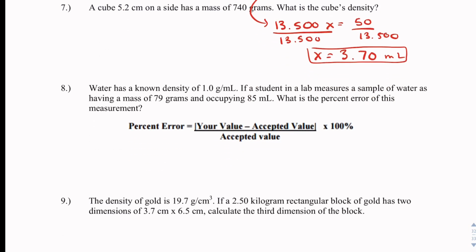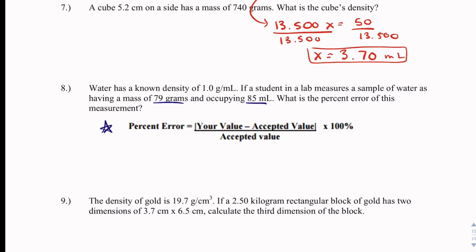Okay, I want you to look at number 8. It says water has a known density of 1 gram per milliliter. If a student in the lab measures a sample of water as having 79 grams and occupying 85 milliliters, what is the percent error? So I gave you this formula, and on the test you'll have a question that uses this formula, and the formula will be given.